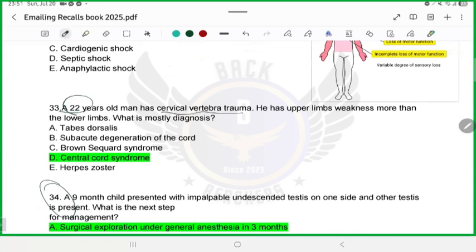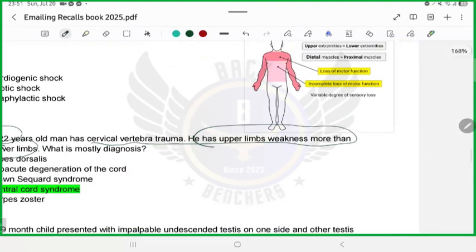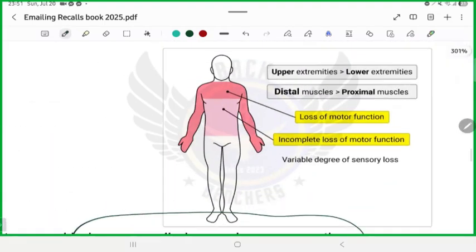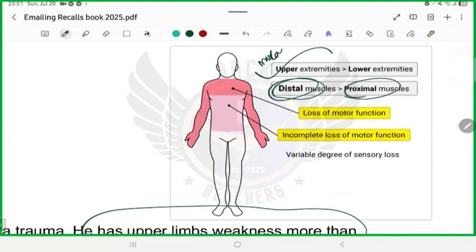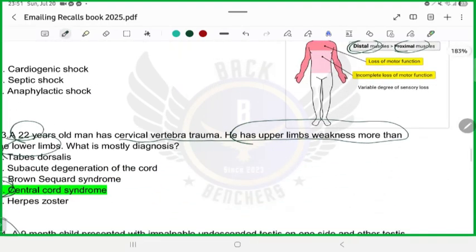22-year-old man has cervical vertebral trauma, upper limb weakness more than lower limb. This is a very simple and beautiful picture of central cord syndrome. That's how central cord syndrome presents. Upper extremity more weak. Distal muscle more affected than proximal muscle. Okay. Distal muscle more affected than proximal muscle. Simple as that.